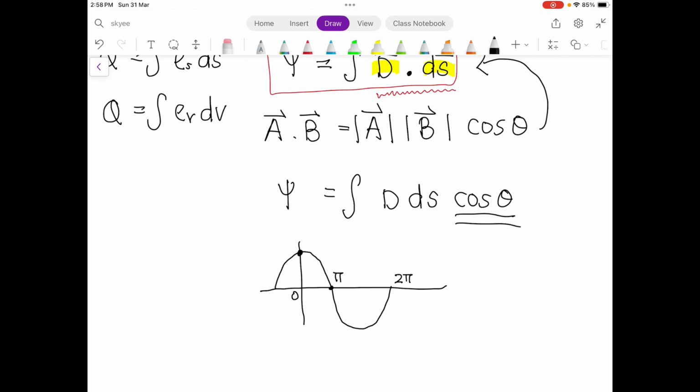And also, this one is what? 3 pi over 2. Right? Okay? Get these things.